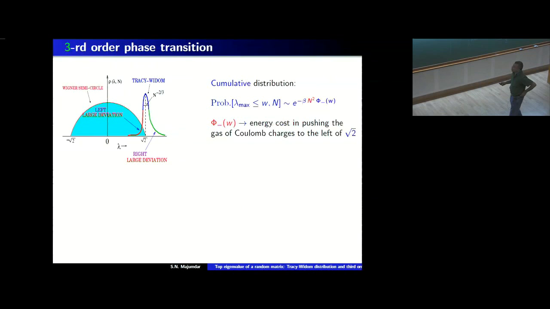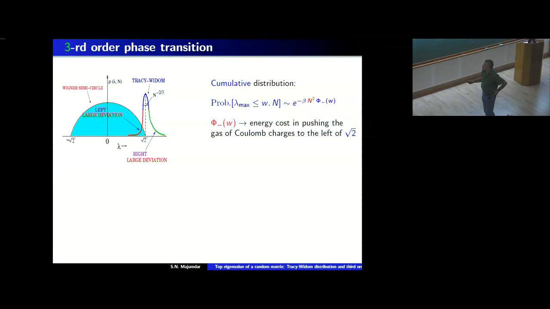So what has this got to do with the third order phase transition? The point is that this is the cumulative distribution, the probability that lambda max is less than some given value W. It goes like e to the power minus beta n squared times phi minus of W for W less than root 2. So what is the physical meaning of this? It's like you're asking what's the probability that my largest eigenvalue is less than W.